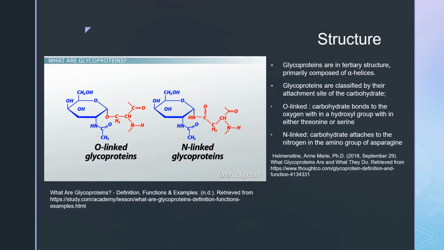Structure. Glycoproteins are in tertiary structure primarily composed of alpha helices. Glycoproteins are classified by their attachment site of the carbohydrate. O-linked proteins, which are seen right here, are where the carbohydrate bonds to the oxygen within the hydroxyl group, right here, in either threonine or serine, and I believe this group is serine.